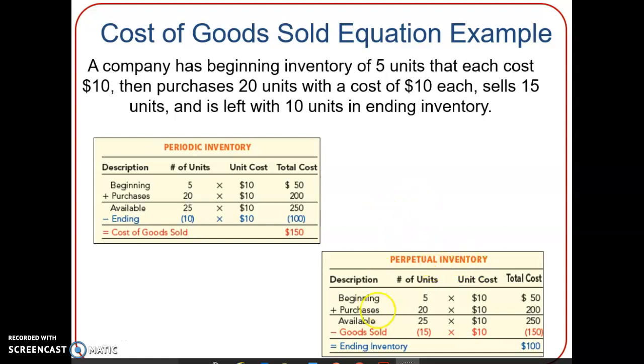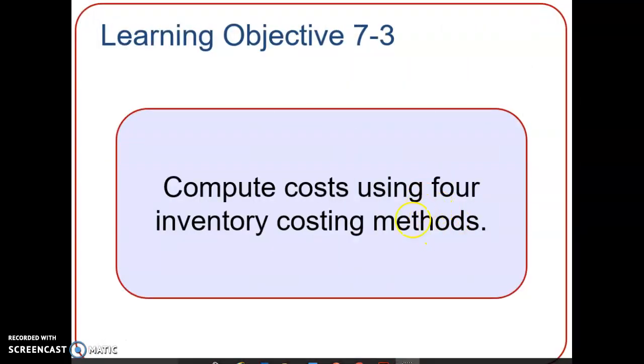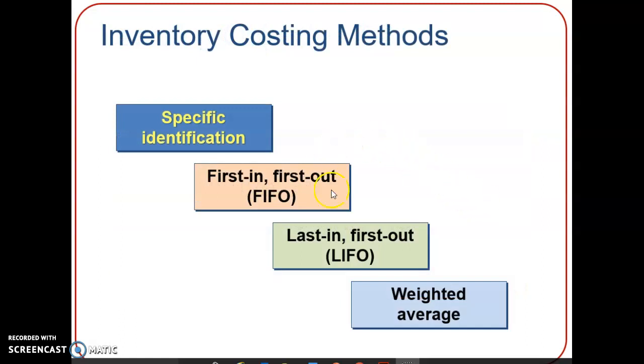So if we do have fluctuation, that's why things get a little bit complicated, and that's why we're going to look at the different inventory cost methods or assumptions, as we're going to see why we call them assumptions. We're going to look at 4 methods: specific identification, FIFO or first in, first out, last in, first out, LIFO, and weighted average. Among the 4 methods, only the 3, the FIFO, the LIFO, and the weighted average, require calculation.